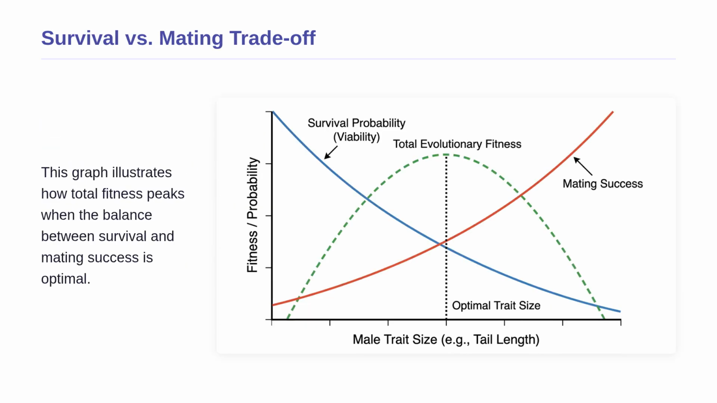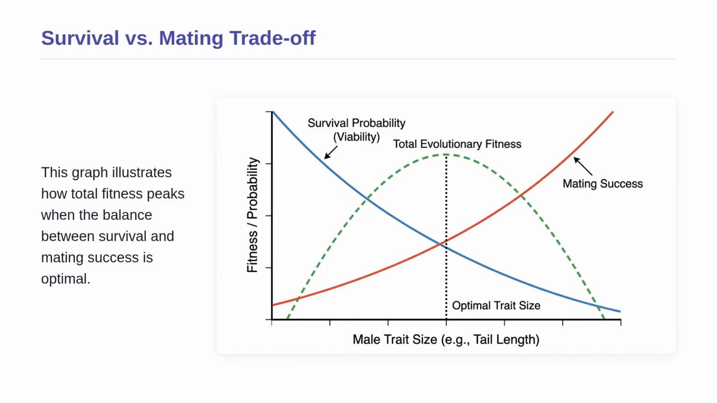This mathematical result we just calculated can be visualized perfectly in this diagram. Look at the horizontal axis, which represents the size of a male trait, like tail length. The vertical axis represents probability and fitness. The blue line shows survival probability, which steadily drops as the tail gets longer and heavier. However, the red line shows mating success, which rises sharply with a longer tail.